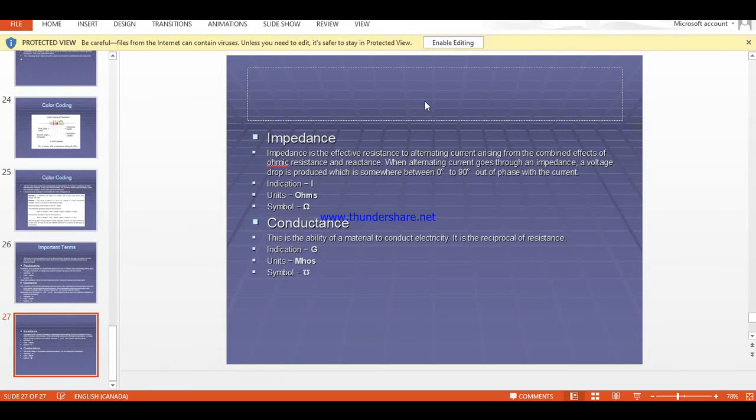Conductance. This is the ability of a material to conduct electricity, and it is the reciprocal of resistance. Symbol G, unit mhos, the inverse of resistance.